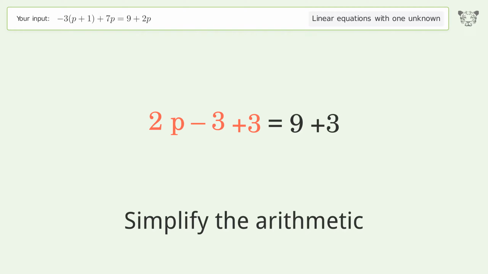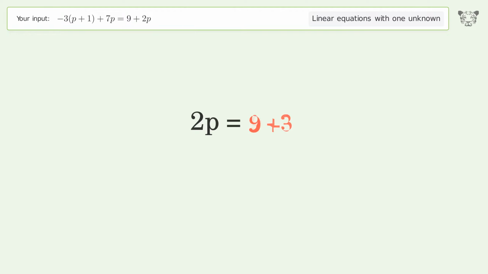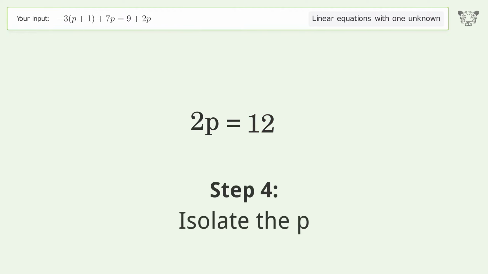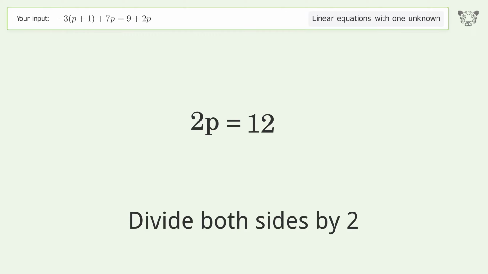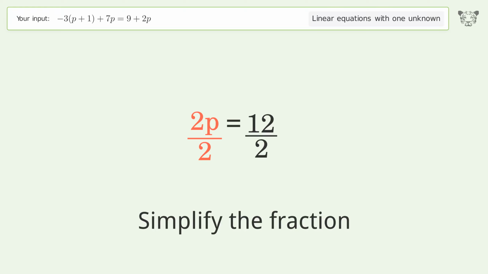Simplify the arithmetic. Isolate the p. Divide both sides by 2. Simplify the fraction.